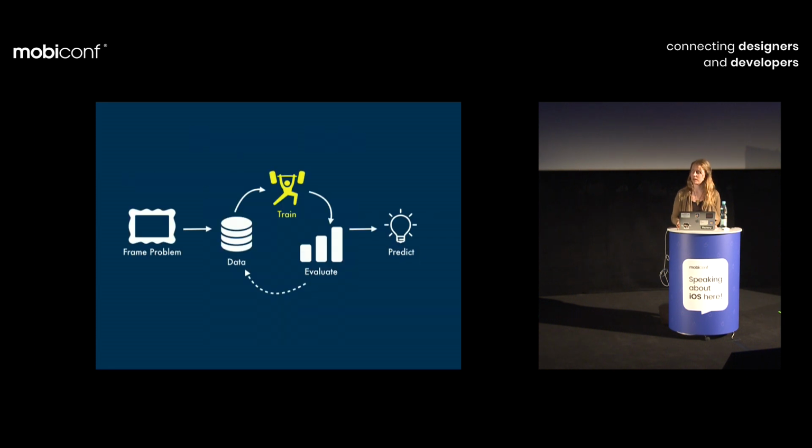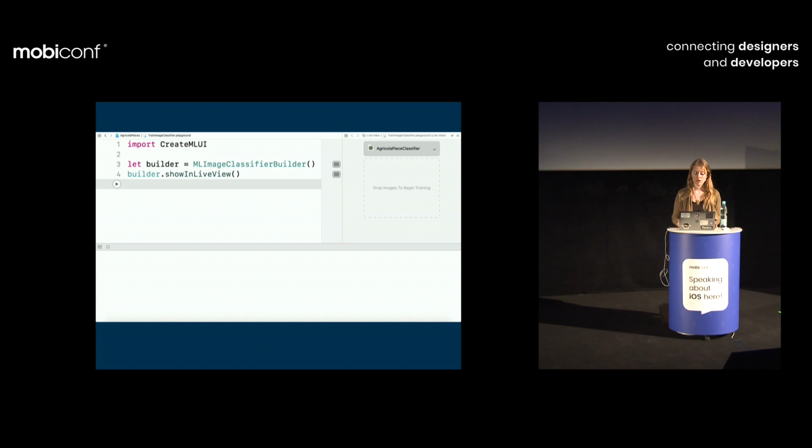Okay, so we're ready to train. As I said, we can use CreateML right inside Xcode Playgrounds. There are 2 different ways of doing this. You can do this using a live view, which I'll show, or you can use a Swift script. If you're using the live view, you're going to have to import the CreateMLUI framework. And then all you have to do, it's just 2 lines of code, is create a builder, which is an MLImageClassifierBuilder, and then call showInLiveView on that builder.